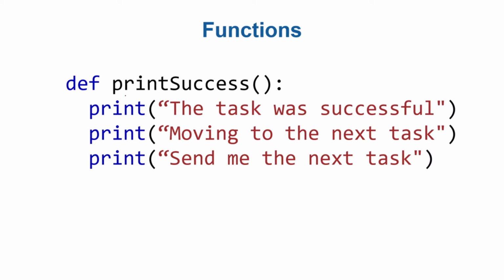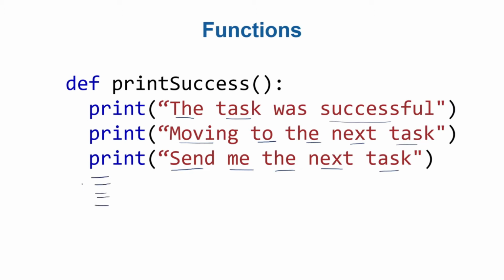The program requires printing particular messages whenever needed. For example, you need to print this particular message: the task was successful. Then you have to print moving to the next task, maybe to inform your client, and then ask, send me the next task because I'm done with the previous task. Let's say you want to print this, or maybe do some more stuff.